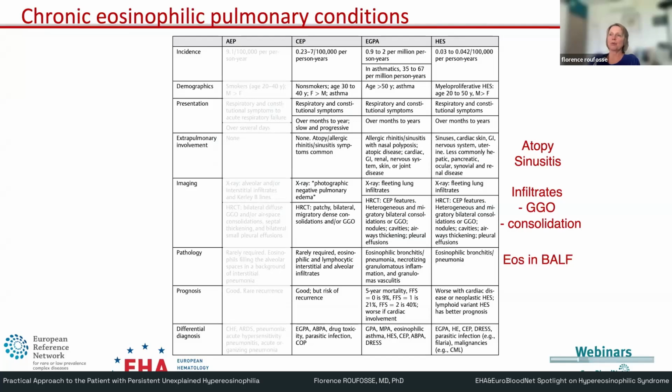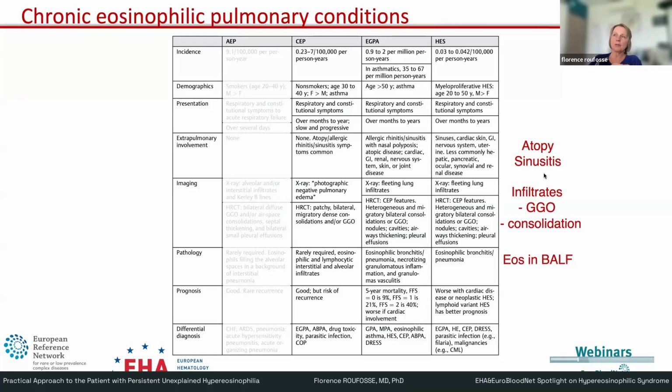These are patients that pretty often, in the 3 disorders, chronic eosinophilic pneumonia, EGPA, and HES, they generally tend to have very, very similar comorbidities. So atopic disorders are frequent in all three disorders. Chronic rhinosinusitis is frequent in all three disorders.